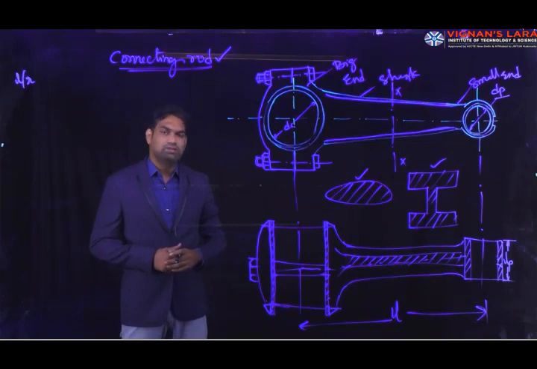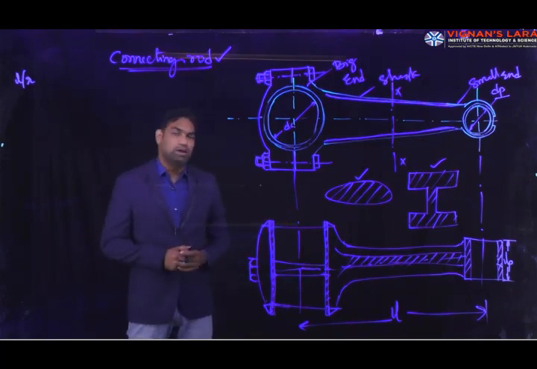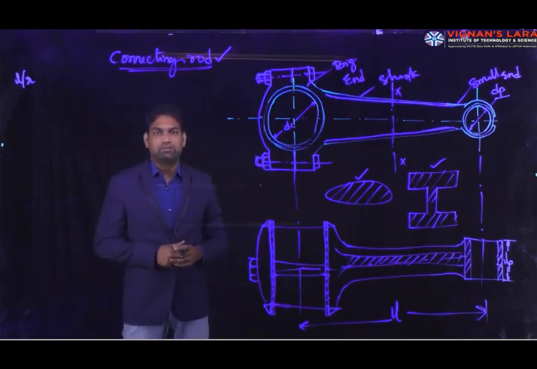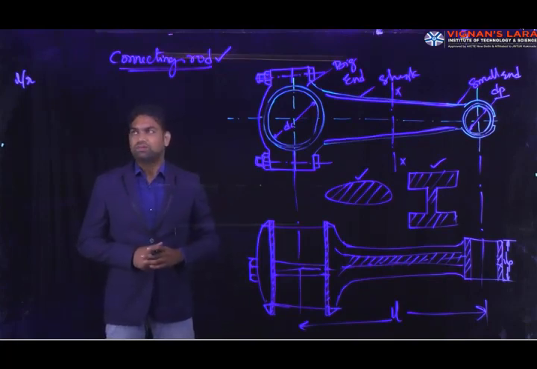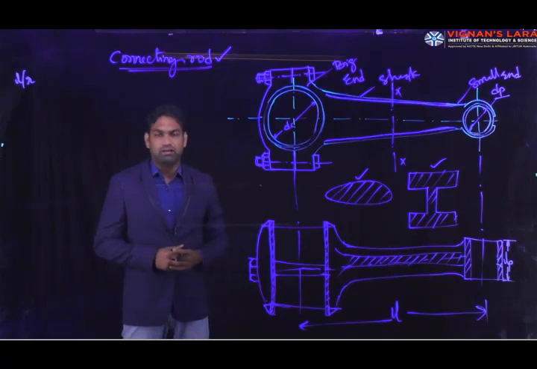If the L by R ratio decreases, the length of the connecting rod is short. Due to the reduced L by R ratio, the angularity of the connecting rod increases. That increases the side thrust acting on the piston against the cylinder walls, resulting in wear. If you provide a greater length, the L by R ratio is also greater, which reduces the wear, but it will increase the height of the cylinder.